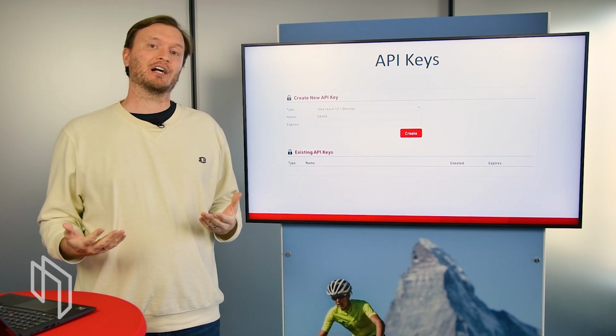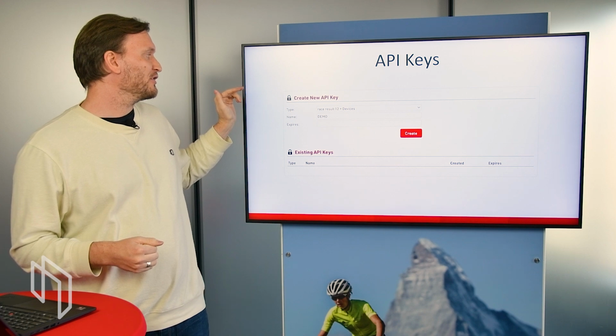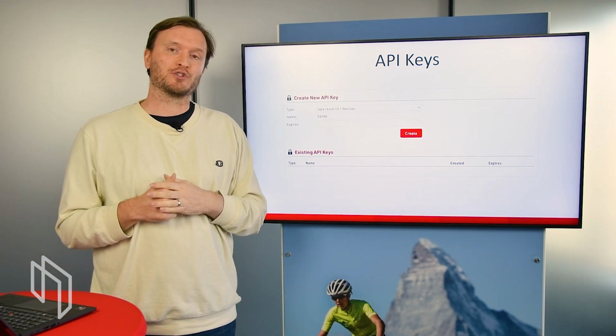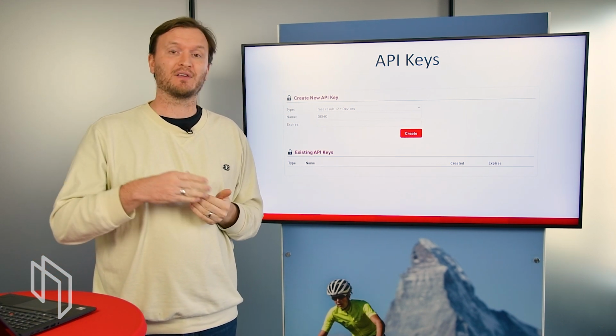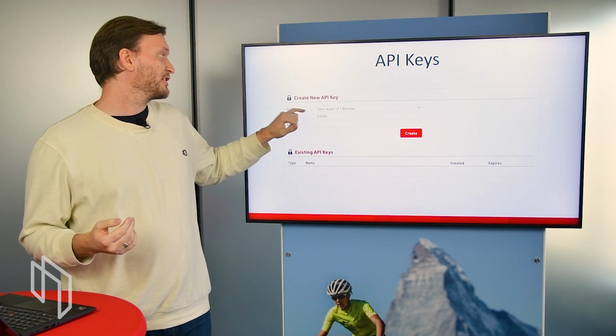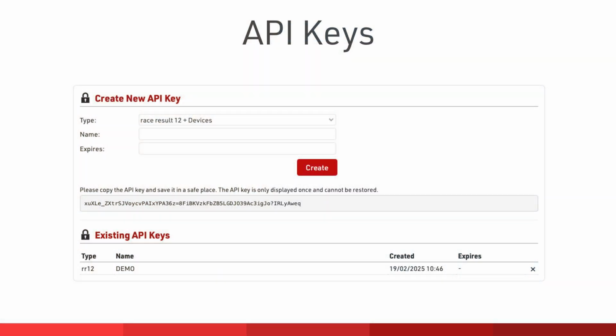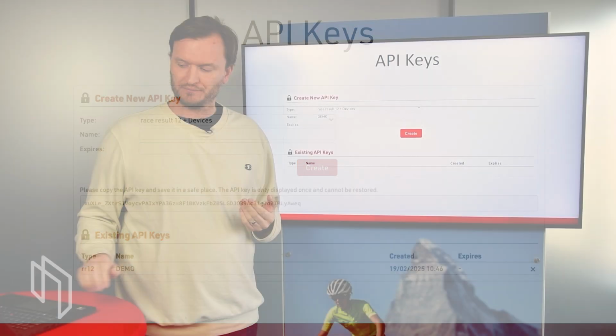When going into your account access page, you'll see the API section, and you can now create a new API key with one of two types, either Race Result 12 and your devices, or just devices only. Each key needs a name and can optionally be given an expiry date. Say, for example, a third-party platform should only be able to access your account for a short time for a specific event. You can set these to automatically expire.